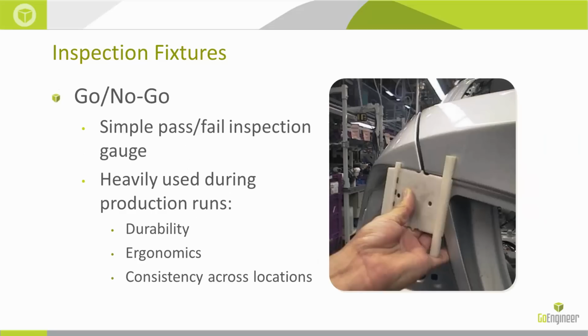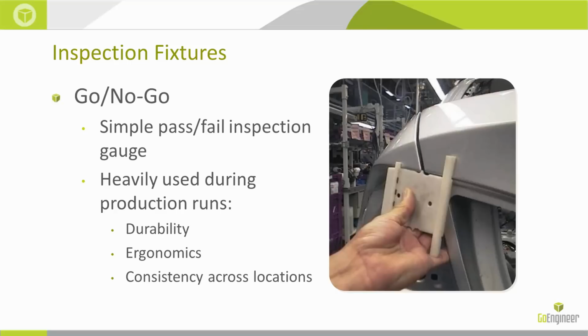Go, no-go fixtures. So these are simple pass-fail inspection gauges. I really like this application, but I could not find a lot of examples for it. So we got one image here. I've actually seen this more in person than online, which is very rare. Normally I'm learning almost everything online through all the different use cases and people announcing what they've done pretty much every single day. Learn something new.